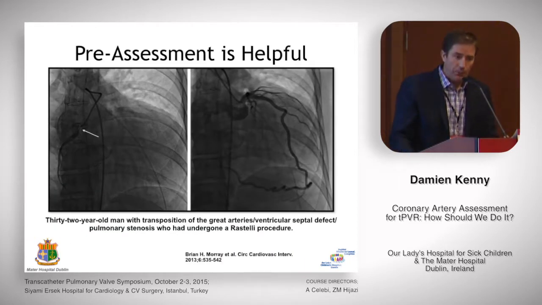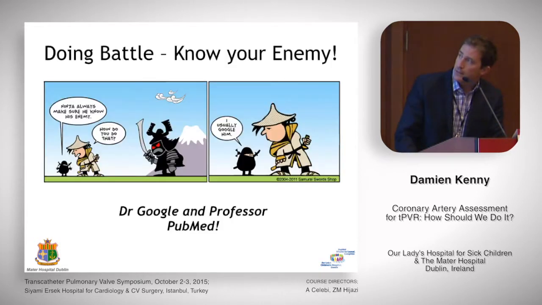So when we look at our pre-assessment, again, this is the important point that the group make from this paper. This is a 32-year-old man who had transposition of the great arteries with a VSD, who'd undergone a Rastelli procedure. You can see that there's clear compression of the right coronary here prior to any balloon assessment of the right ventricular outflow tract. And you can see on the right-hand side of the screen that there's retrograde filling of the right coronary from the left side. So really important to pre-assess before we do any dynamic testing.